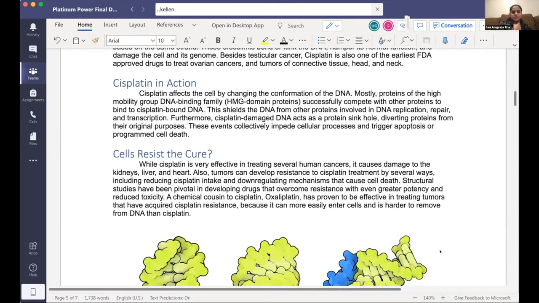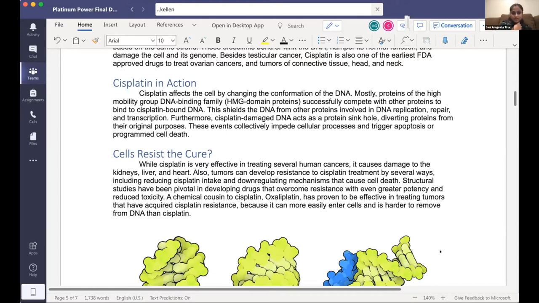So then we slowly get into the action of cisplatin. The title is Cisplatin in Action. Cisplatin affects the cell by changing the conformation of the DNA. Mostly proteins of the high mobility group DNA binding family, aka HMG domain proteins, successfully compete with the other proteins to bind to the cisplatin-bound DNA. This shields the DNA from other proteins involved in DNA replication, repair, and transcription. Furthermore, cisplatin-damaged DNA acts as a protein sinkhole, diverting proteins from their original purposes.